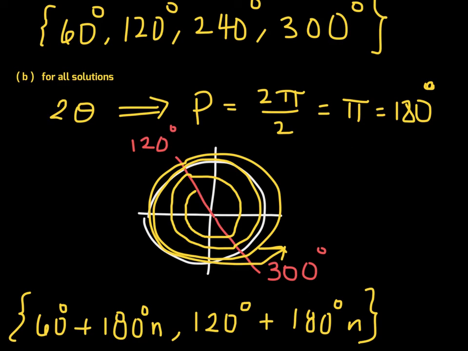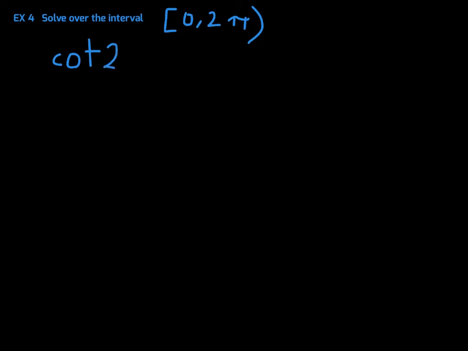Cool, you guys. Let's look at one last example, and then I think we'll be good. Solve the following equation over the interval 0 to 2 pi. This is the equation that they want you to solve for: cotangent of 2x minus cosecant of 2x is equal to 1. Can you hear that motorcycle driving by? Cotangent of 2x minus cosecant of 2x is equal to 1.